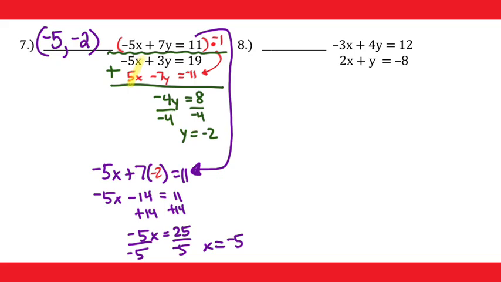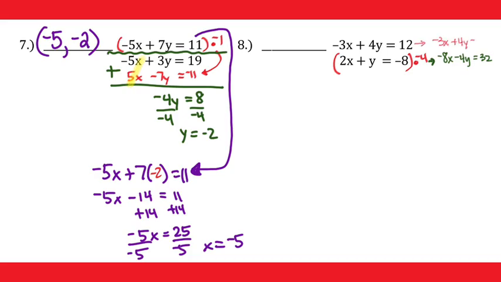Number 8. Lots of ways to do number 8. You have to decide whether you want to eliminate the x's or the y's. I chose the y because I only have to multiply one equation. If I chose the x, I'd have to multiply both equations. So I chose to eliminate the y, multiplying the whole second equation by -4.